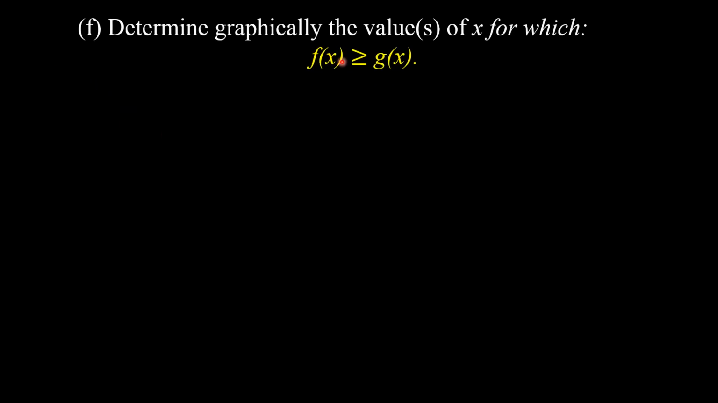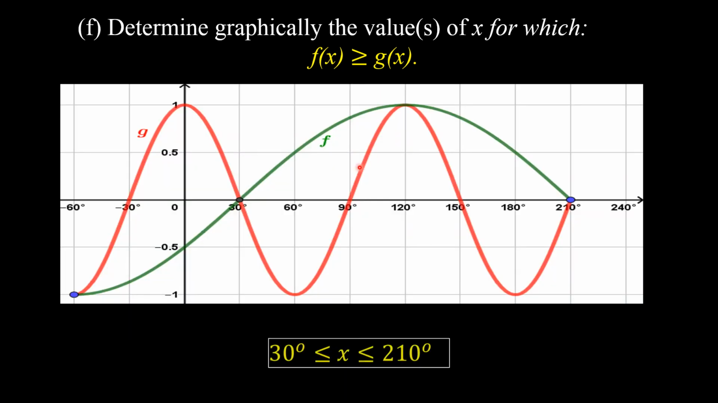Look at this question. f of x is greater than or equal to now. So 30 and 210 are all included. Even this 120 is included. So that is the difference. You must know how to answer these x values.